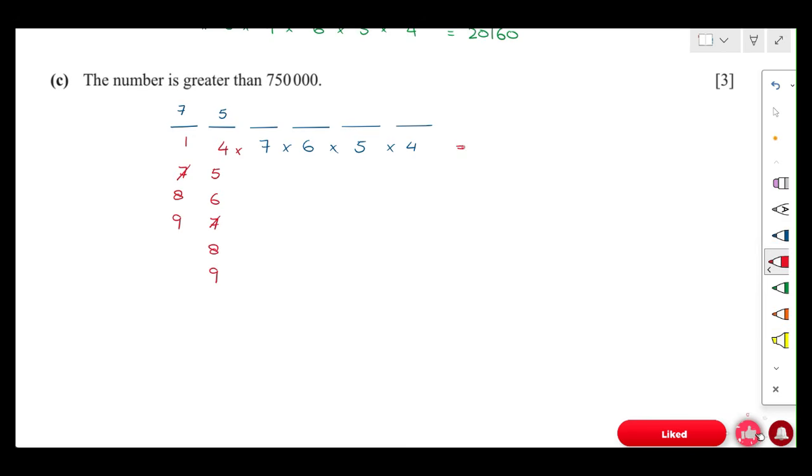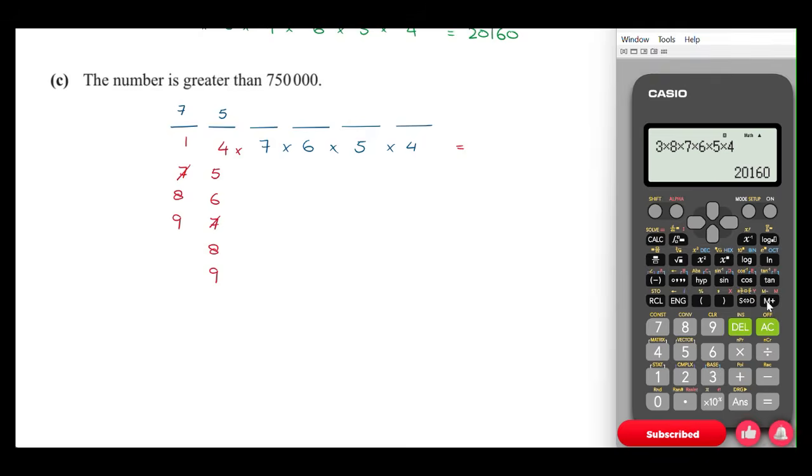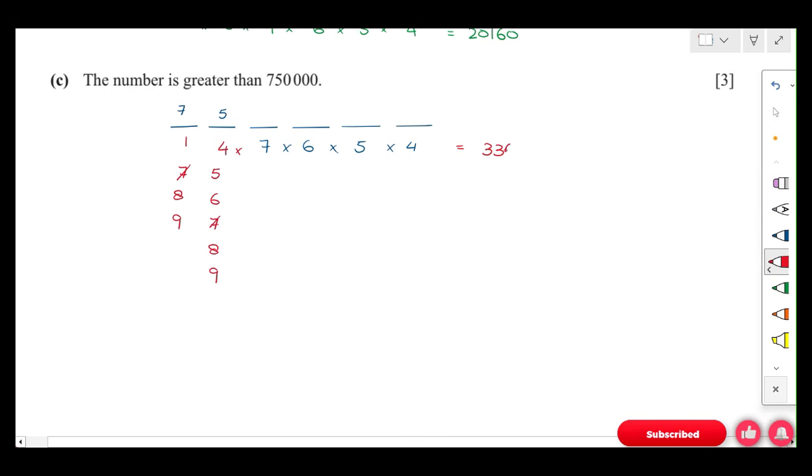Let me calculate this. This must be 1 into 4 into 7 into 6 into 5 into 4. We have 3,360. So 3,360 numbers we can make when you took 7 as the first number.